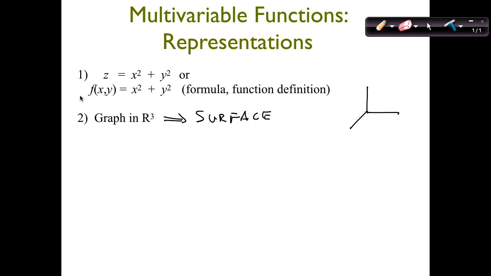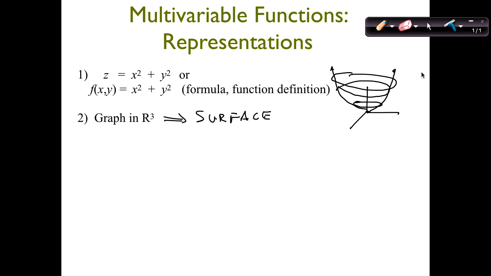Vertex is at? Yeah, so when x is 0 and y is 0, the value of the function is 0. And then we know how this goes, right? So all the z values will be positive. We're summing two squares. And this thing looks like this. Circular paraboloid.